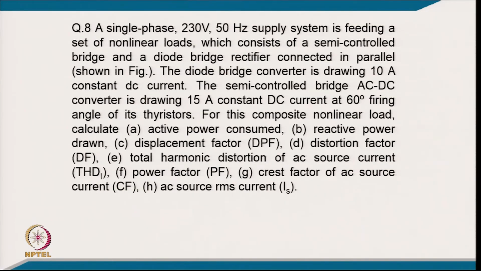Coming to example number 8, a single phase 230 volt 50 hertz supply system is feeding a set of non-linear loads which consist of a semi-controlled bridge and a diode rectifier connected in parallel. The diode bridge converter draws 10 ampere constant DC current and the semi converter draws 15 ampere constant DC current at 60 degree firing angle of thyristors. For this composite non-linear load, calculate the active power consumed, reactive power consumed, displacement factor, distortion factor, total harmonic distortion of AC mains current, power factor, crest factor of AC mains current, and AC source RMS current.